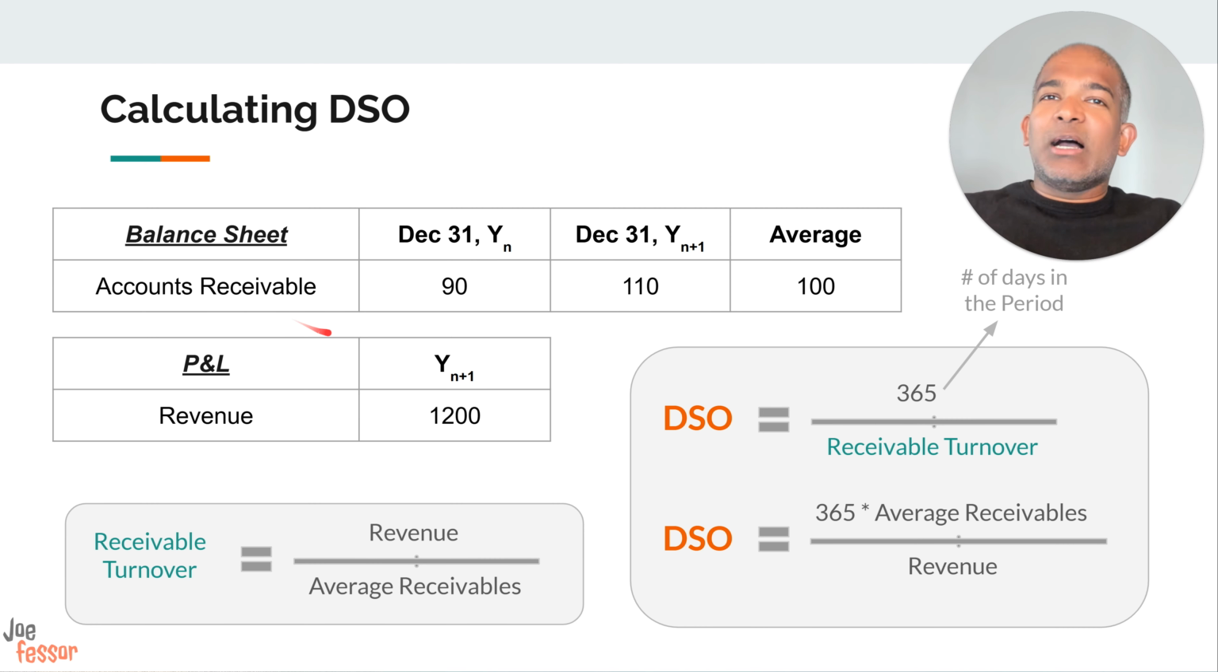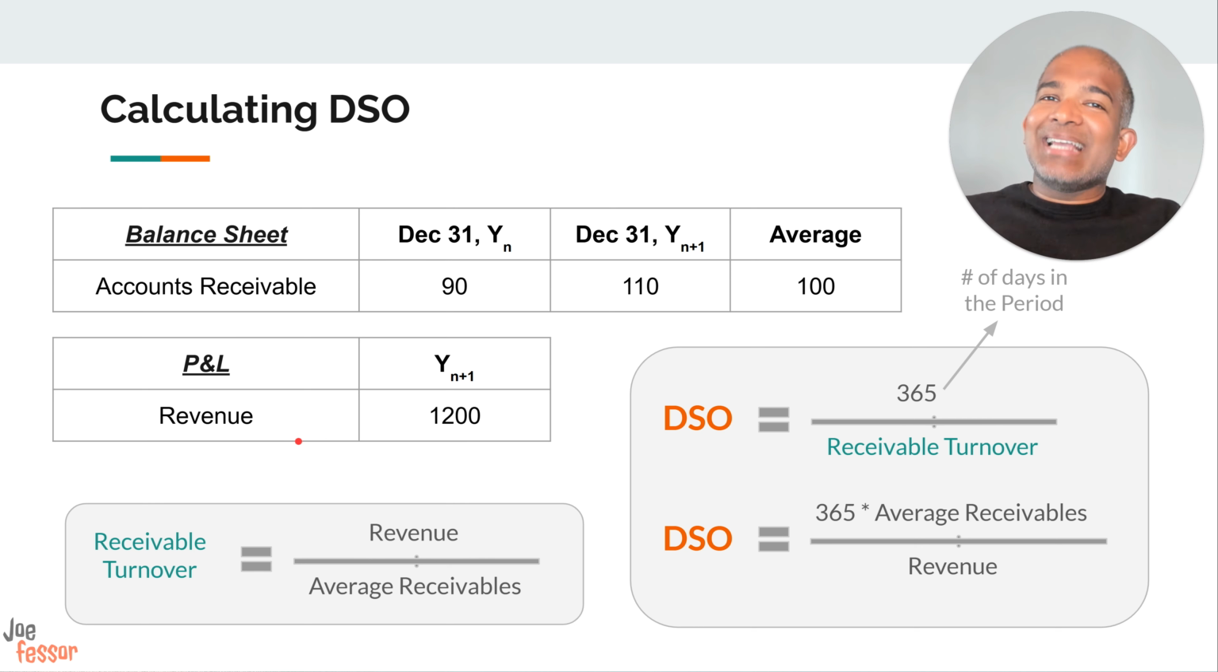Now let's look at a concrete example. Here we see a snapshot of a company's financial data. From the balance sheet, we have the accounts receivable at the end of the previous year, year N, which is 90. At the end of the current year, which is year N plus 1, it's 110. We calculate the average by adding these two values and dividing by 2, giving us an average accounts receivable of 100. From the profit and loss statement, or the P&L, we have the revenue for year N plus 1, which is the current year, which is 1,200.